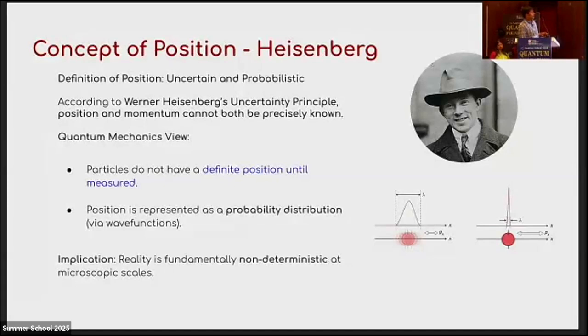According to the quantum mechanics view, particles do not obey a definite position until measured, and position is represented as a probability distribution. So the concept of position started from a point in geometry. Then we defined it as a vector, as coordinate geometry developed. And from there we go on to matrix. And when we try to give a physical interpretation, we got to know that we cannot simultaneously define both quantities, because they are conjugate variables.